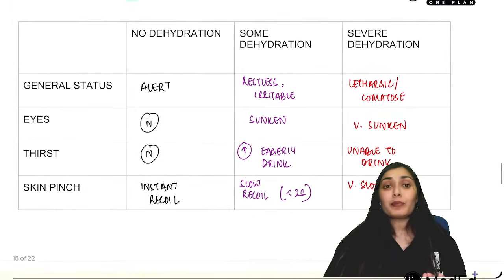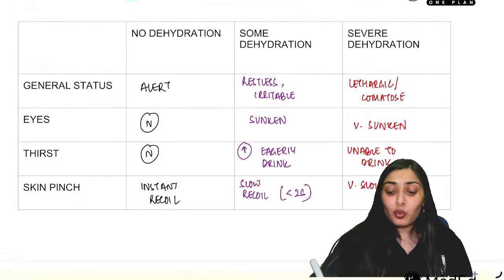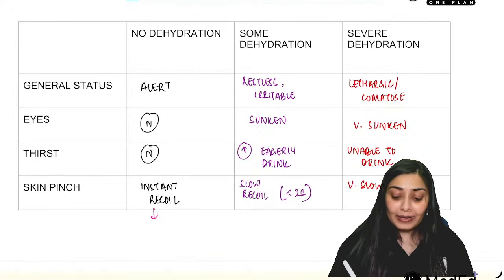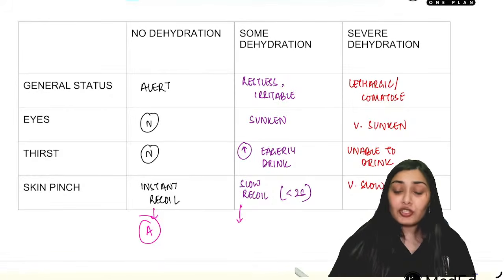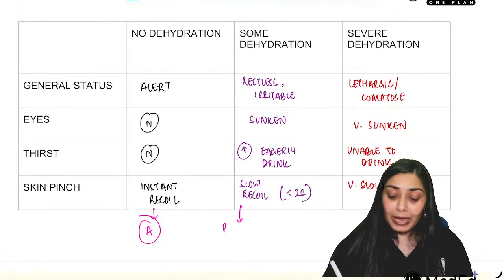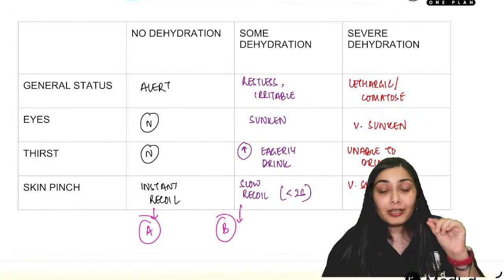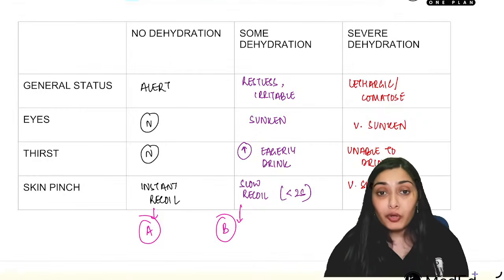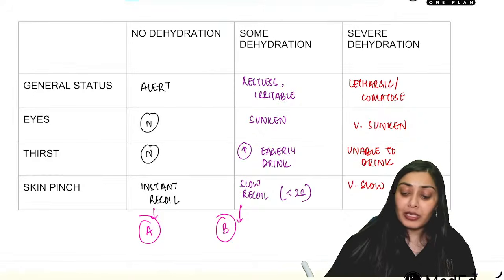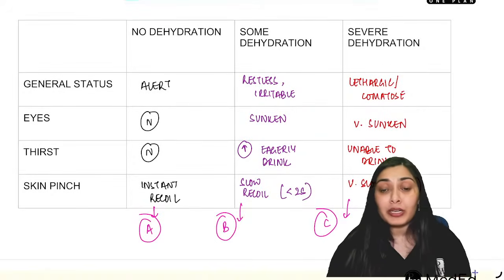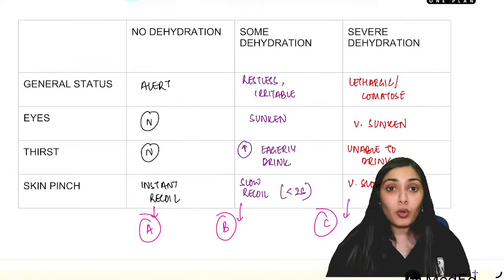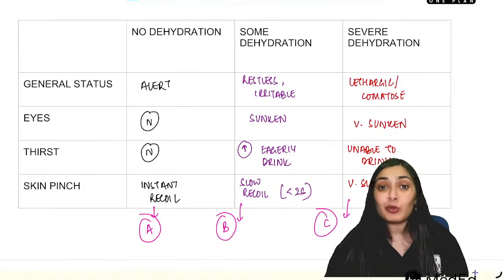So how are you going to manage now? If there is no dehydration, we go for plan A, where we just replace the losses. If the child has some dehydration, we go for plan B, where we correct the dehydration and also take care of losses. And then we have severe dehydration, where we go for plan C. Here also the principle is correction of dehydration and balancing the ongoing losses. The problem comes in the choice of fluid, what fluid you are going to give.